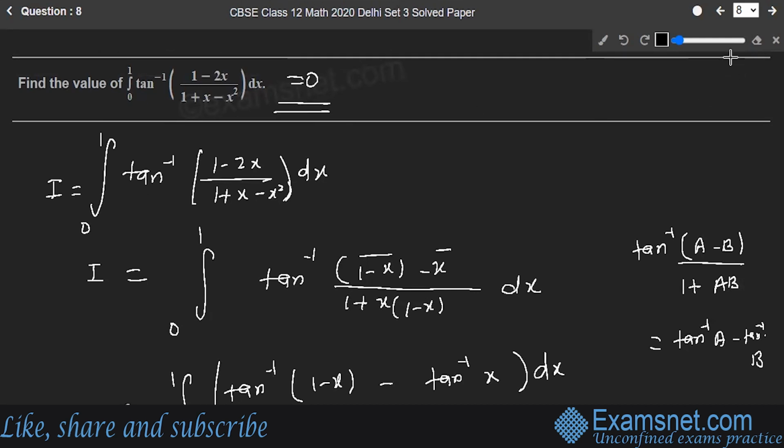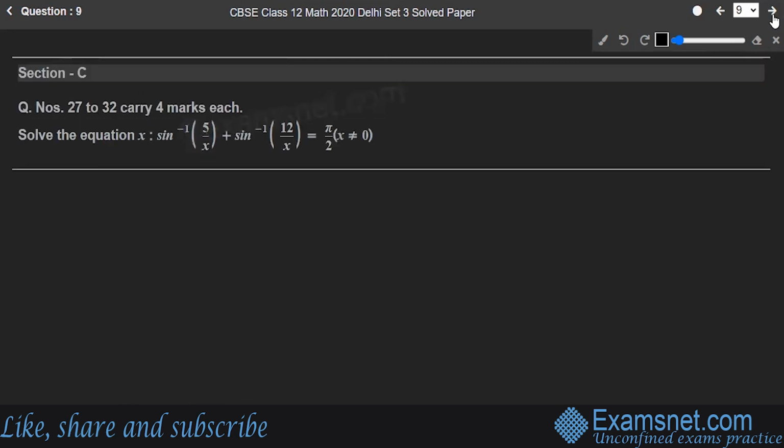Hope you understood that. Let's move to the next question, number 9. So here you have the questions number 27 to 32. They are from Section C. They each carry 4 marks. Of course, in this set we will not have all these questions because some of them have already been discussed in set 1 and set 2. So let's start with that.